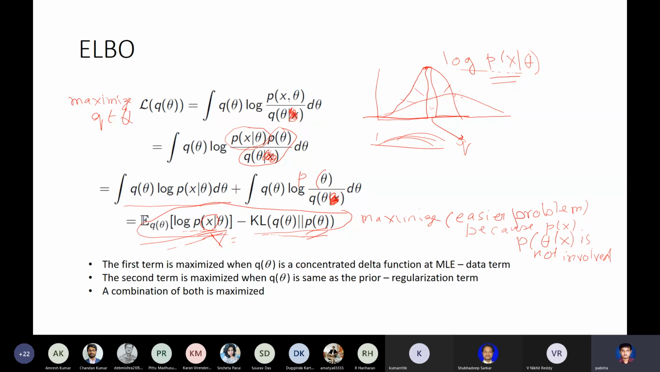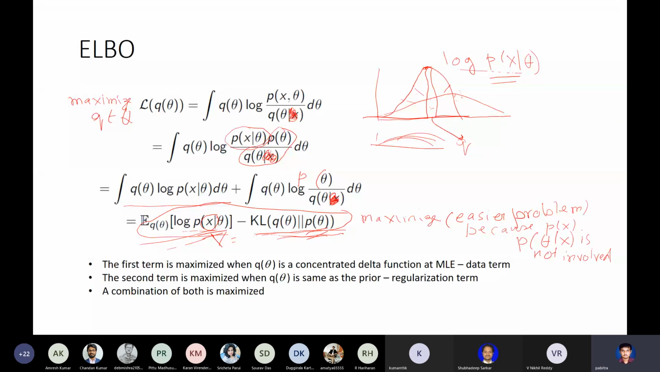Okay, so the first term of this ELBO depends on the data you get: how well theta explains your given data. So it's a data term. Whereas the second term: we want to maximize ELBO, so there is a negative here, and this KL is always positive. So this quantity should be minimized. If you take the minus, it is maximized, but otherwise this is minimized.